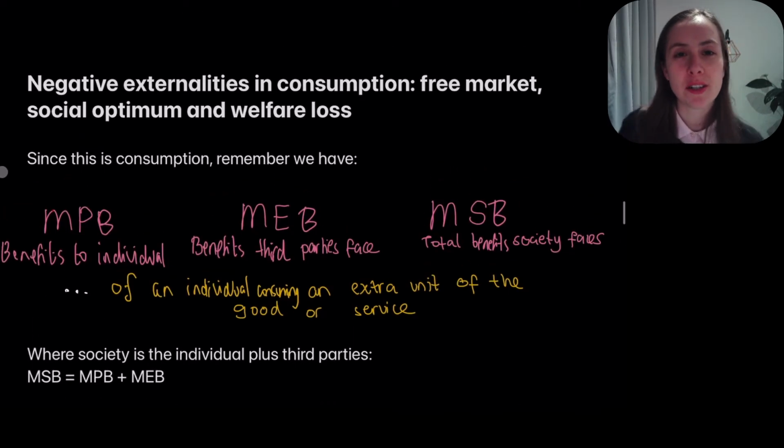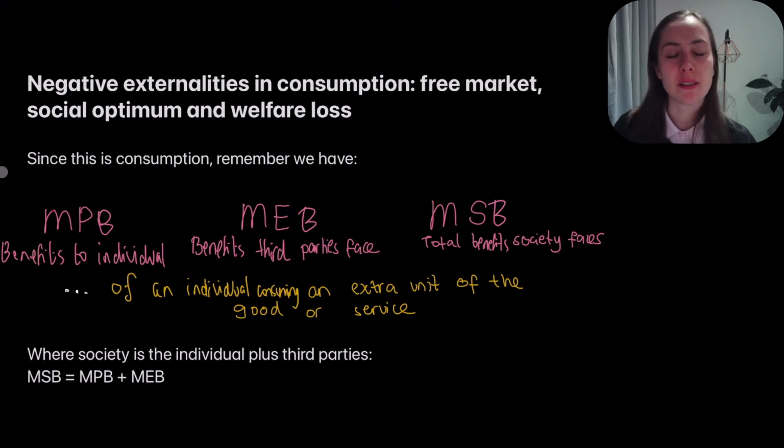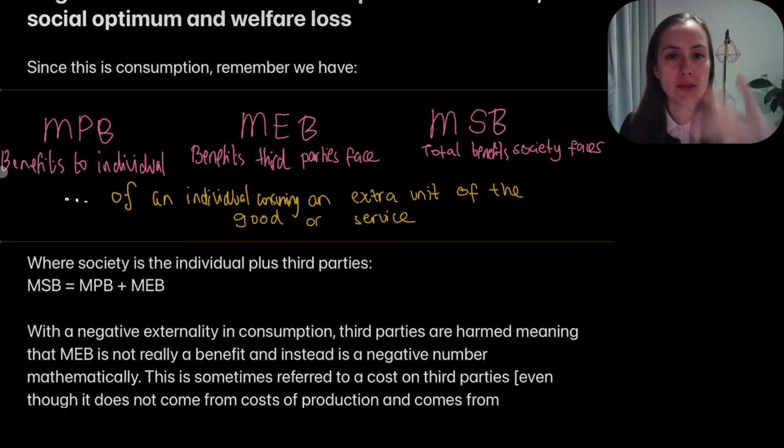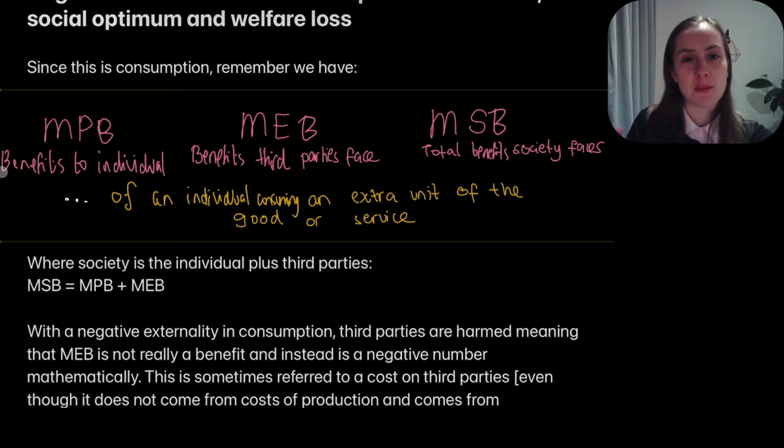Everyone, welcome to this video on negative externalities in consumption. We're going to look at the free market equilibrium, the social optimum, and also the welfare loss, as well as revise some of the topics related to this. So we're dealing with consumption. So remember, we're dealing with demand, and with demand comes these three sets of vocab: MPB, MEB, and MSB.